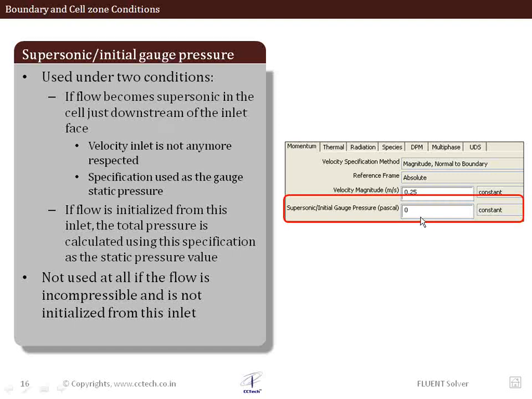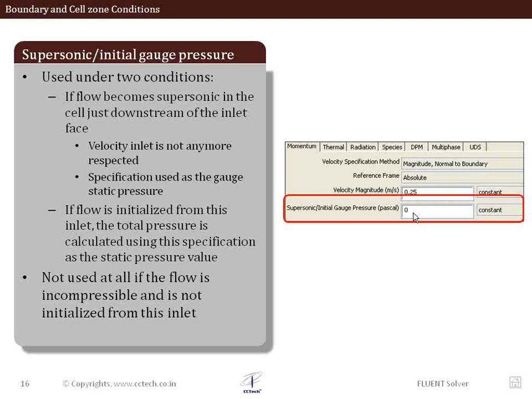If you are a bit familiar with compressible flow studies of a CD nozzle or even a converging nozzle, you will know that once the flow becomes supersonic, it does not take the upstream velocity value or total pressure value. Whatever you specify as the static pressure is more important, because of the theory behind compressible flows under such supersonic conditions. And in that case, the value that you specify is used as the gauge static pressure.